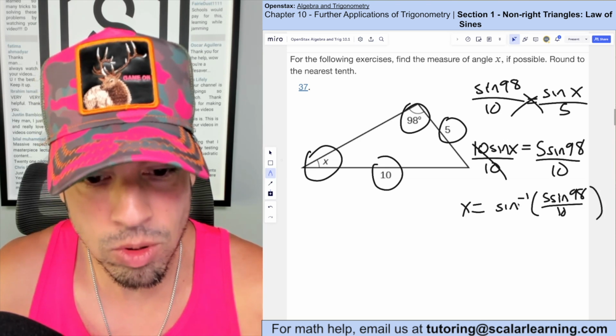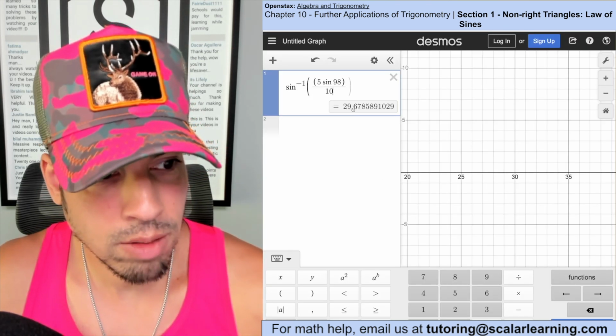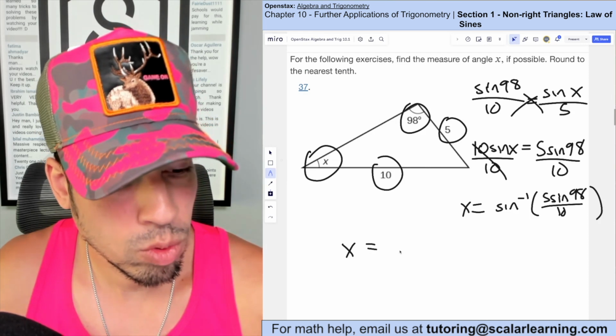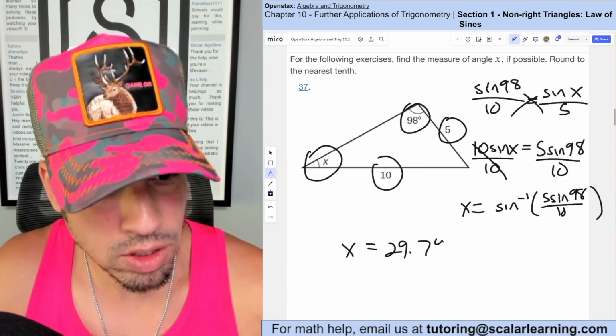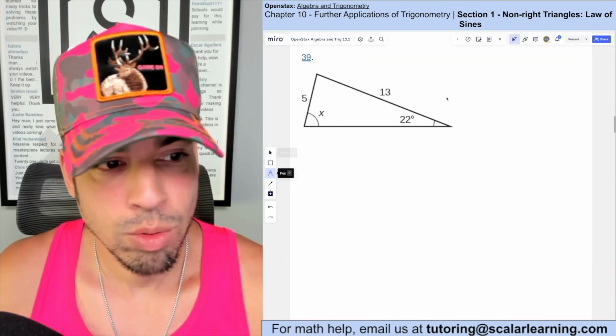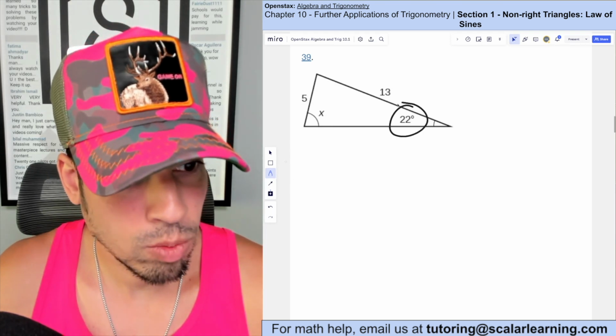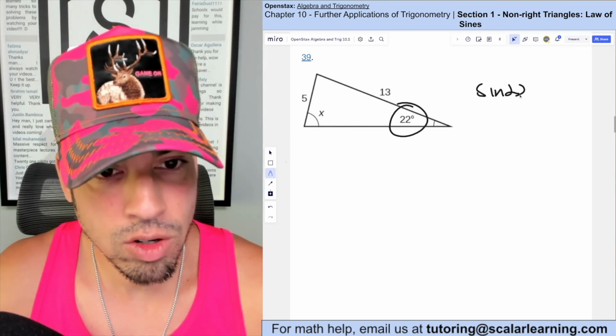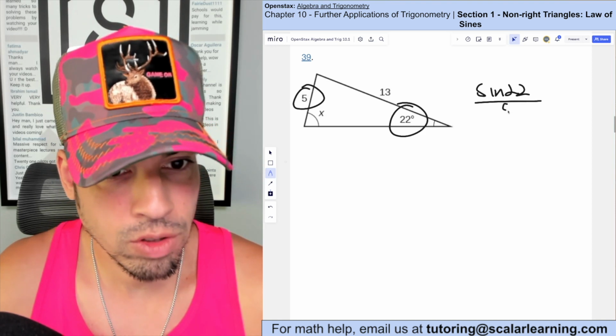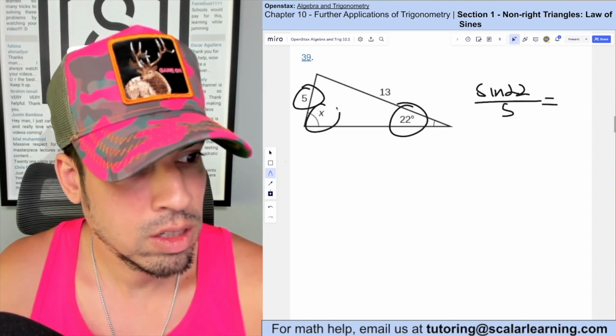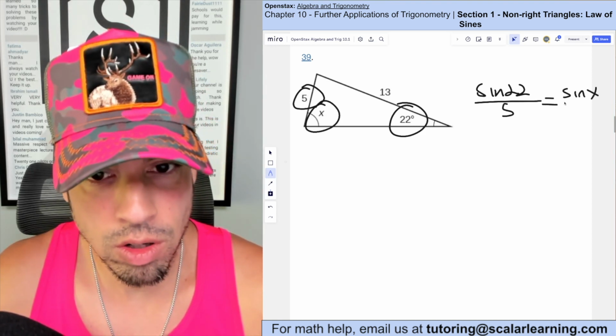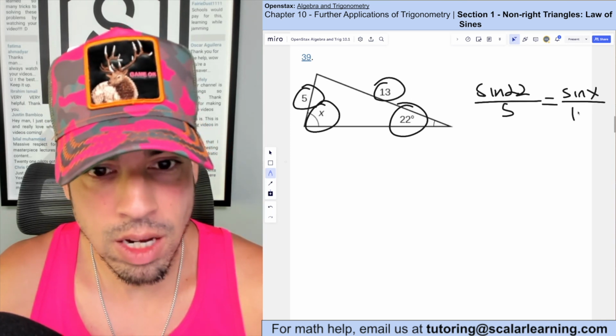Let's plug it into Desmos. And we get, to the nearest tenth, 29.7. So x equals 29.7 degrees. Boom, done. For this one, we're going to again use the law of sines. So I'm going to start with sine of an angle over its opposite side, which is 5, is equal to sine of another angle, this is our unknown, over its opposite side, which is 13.